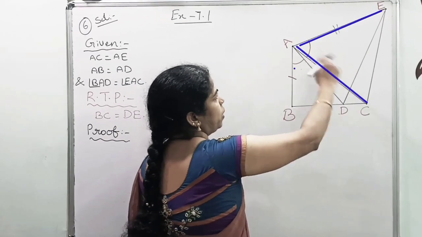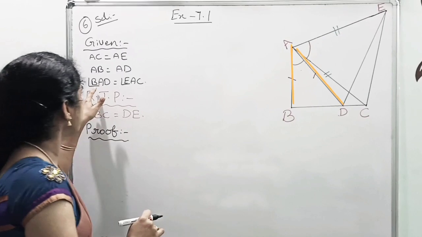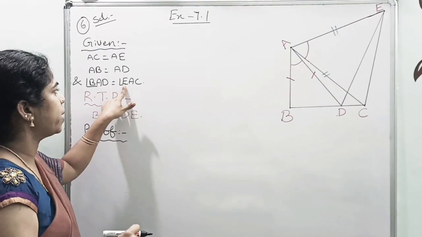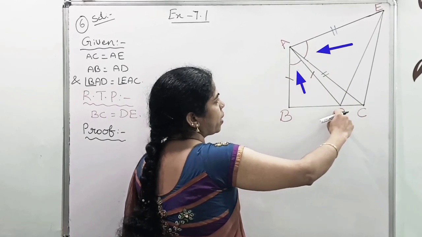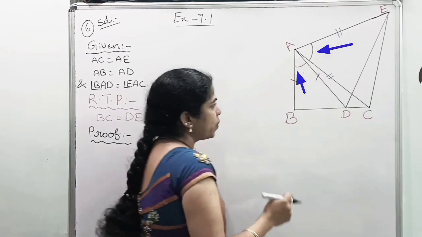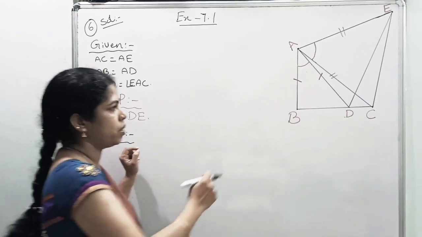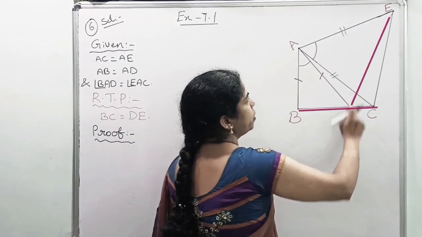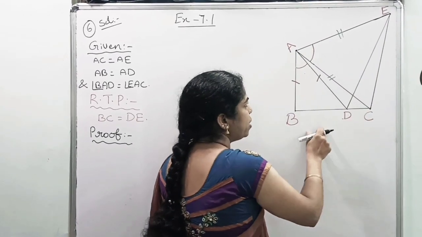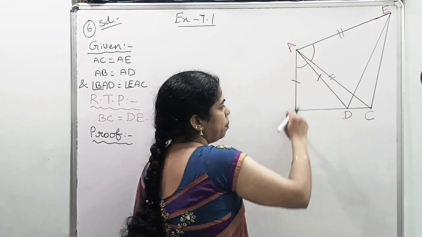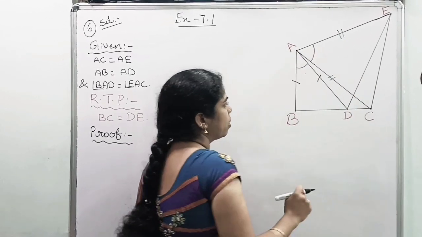Given that AC equal to AE, AB is equal to AD. AC equal to AE, AB equal to AD. And also angle BAD is equal to angle EAC. Now they asked us to prove BC equal to DE.